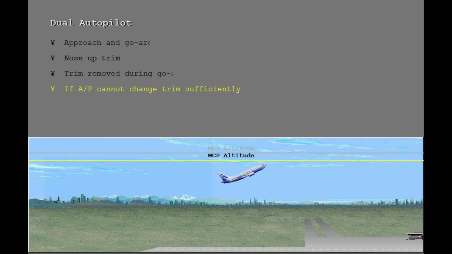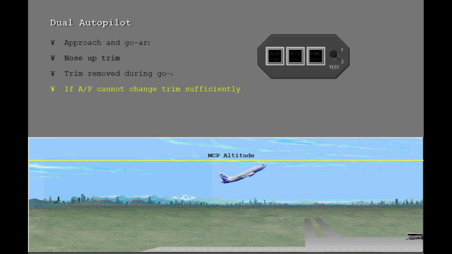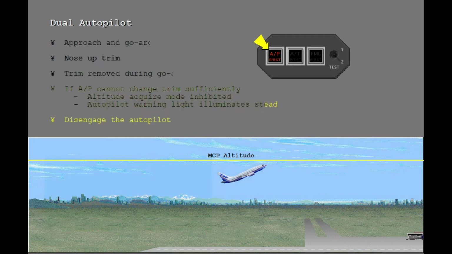But during some conditions, the autopilots cannot change the trim sufficiently in the time available to let altitude acquire engage. The altitude acquire mode is then inhibited. This causes the autopilot warning light to illuminate steady. You must disengage the autopilot and manually fly the airplane to level off at the specified altitude.